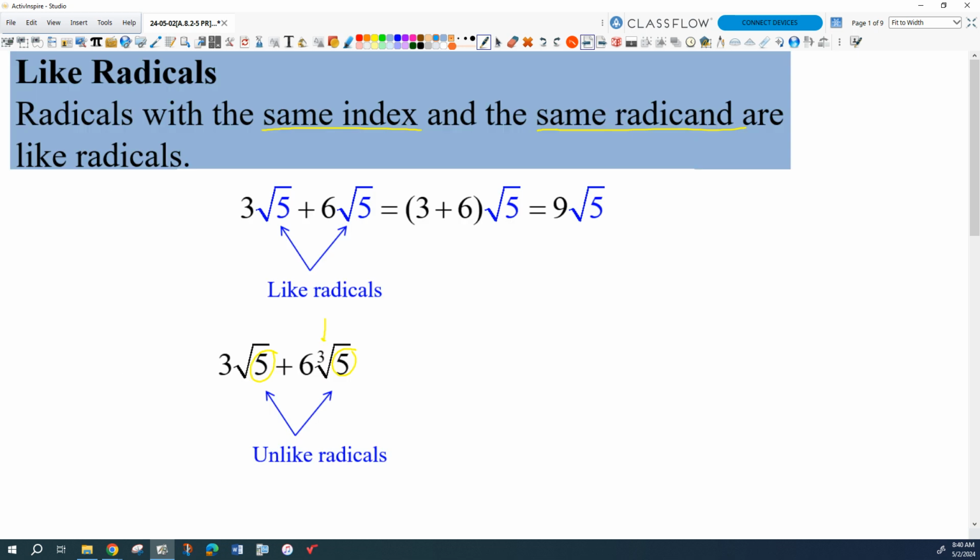If I go back and I look at this statement here, what is this really saying? Anytime I have a number out in front of something, it's a coefficient. It's just telling me the number of those things. 3 of those guys plus 6 of those guys is 9 of those guys, right? The square roots of 5 don't change. We're just adding up the numbers of those.